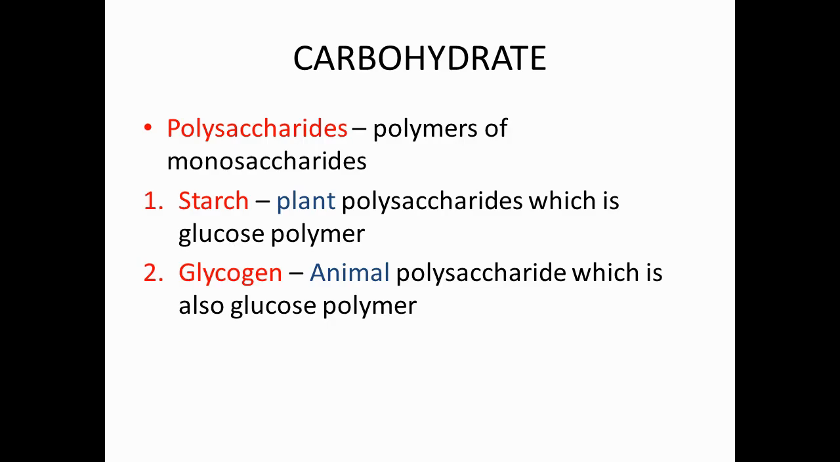The third group is polysaccharides, and they are polymers of monosaccharides linked to each other in a series or in a complex molecule. The first one is starch, which is a plant polysaccharide and a glucose polymer. Second is glycogen, which is an animal polysaccharide and also a glucose polymer.